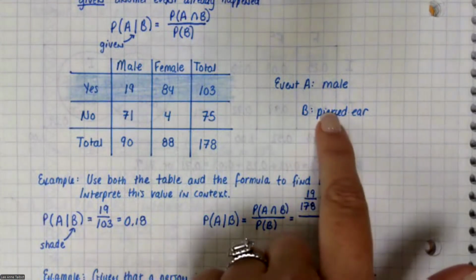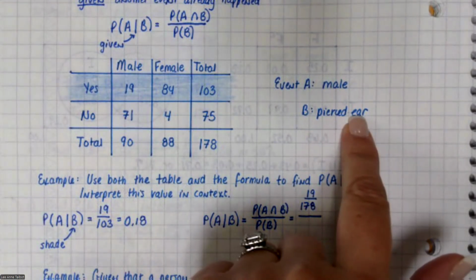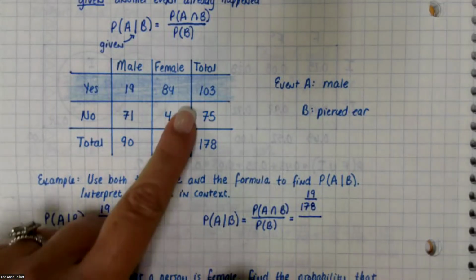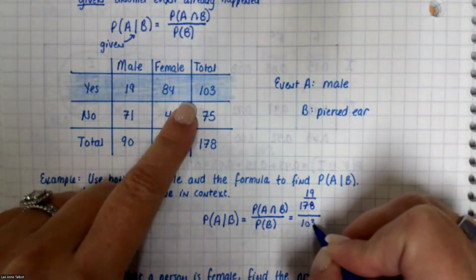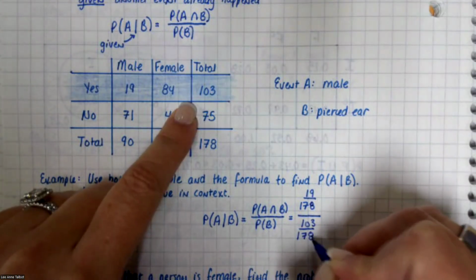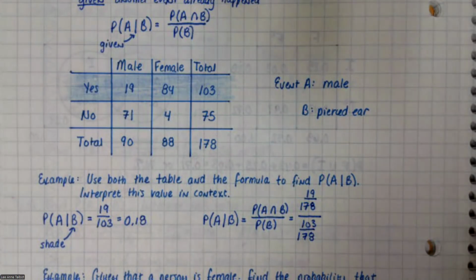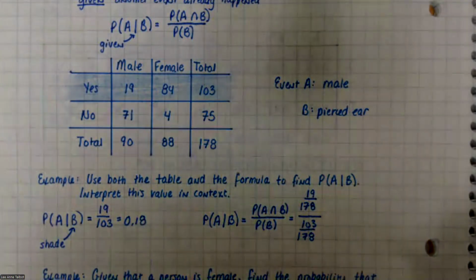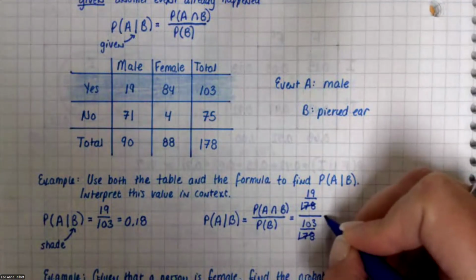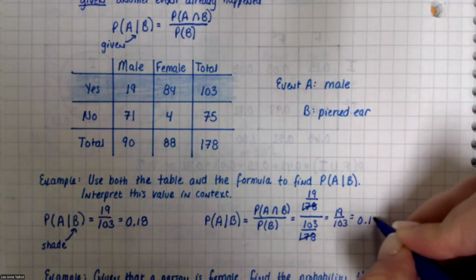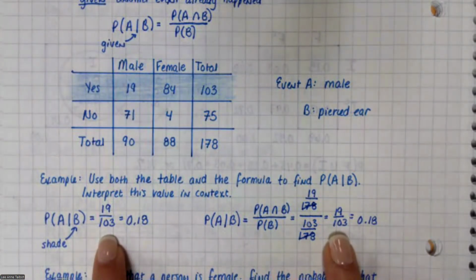Okay, and then the denominator is just pierced ear. What's total pierced ear? 103. And then you can do keep, change, flip, like I drilled into your head for math 3, or you can just recognize that the denominators are equal, so they cancel. And then you get the same numbers that you had from your shading.